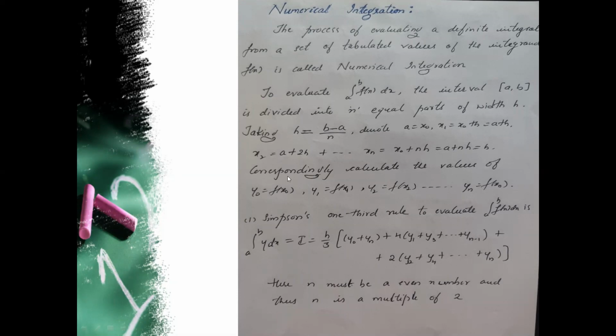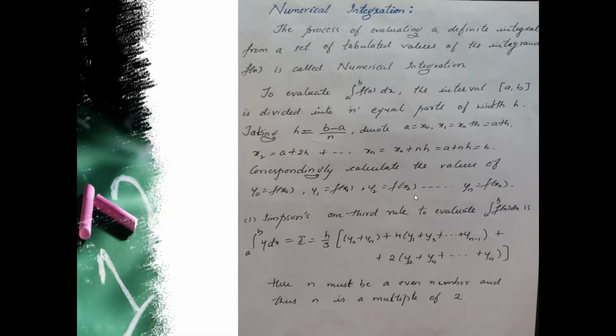Now correspondingly, we need to calculate the values of f of x for these values of x, and denote them by y naught for x naught, that is y naught will be f of x naught, y1 will be f of x1, y2 will be f of x2, so on we continue up till the last value, that is yn will be f of xn. So we have got the interval a b divided into n equal parts and the corresponding values x naught, y naught, x1, y1, x2, y2, up to xn, yn.